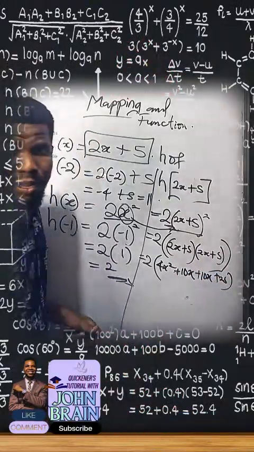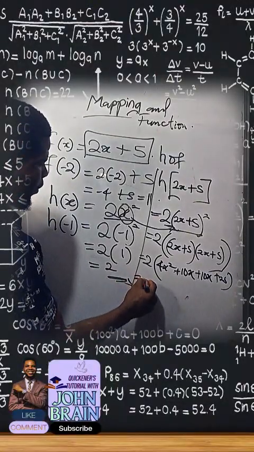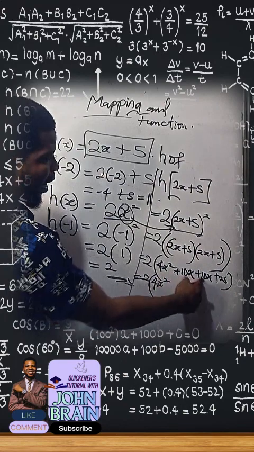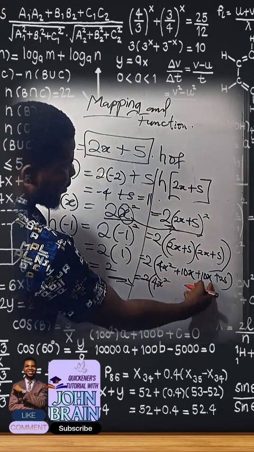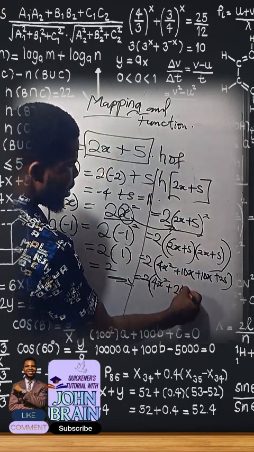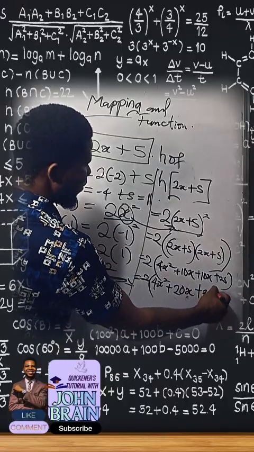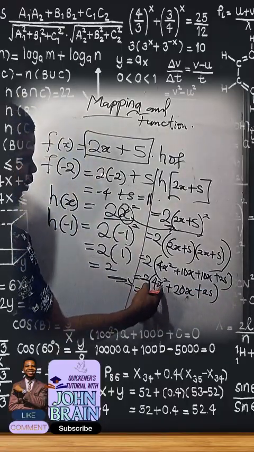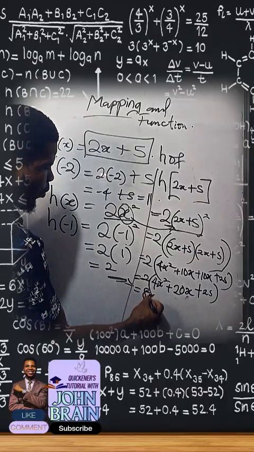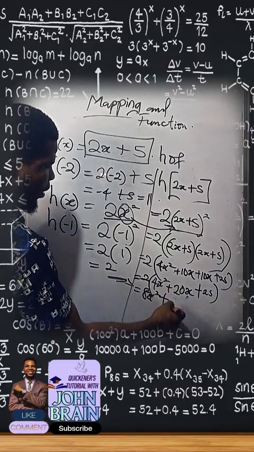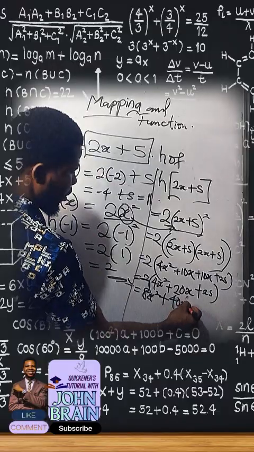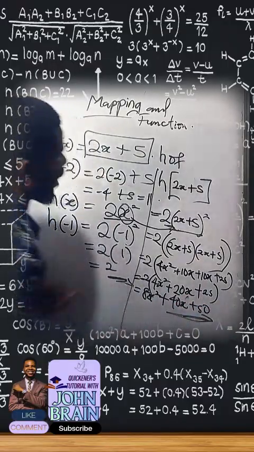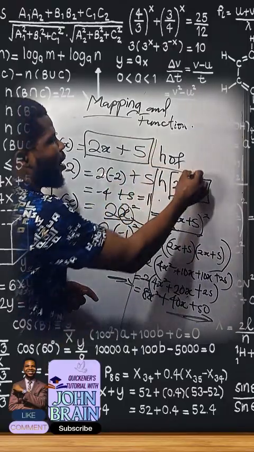Are you seeing that now? So what do you have? 2 open bracket 4s squared. Now, add the terms that you need to add. 10s plus 10s, that's 20s. Plus 25. Now, use this to multiply. So let's go. 2 times 4s squared, that's 8s squared. Plus 2 times 20s, that's 40s. 2 times 25, that's 50. This is your answer for that composite mapping, h of f, right?